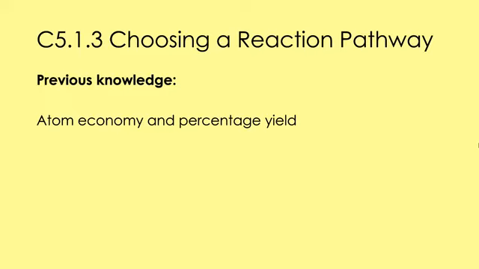Welcome to the video for C5.13, choosing a reaction pathway. Before you start, your previous knowledge: you need to look back at the last lesson, which was on atom economy and percentage yield, because we're going to use these factors to help us decide which reaction pathway. So you need to understand what they are first.